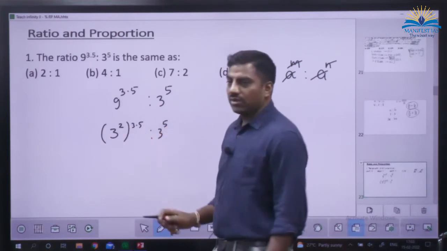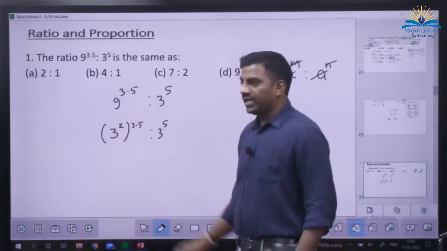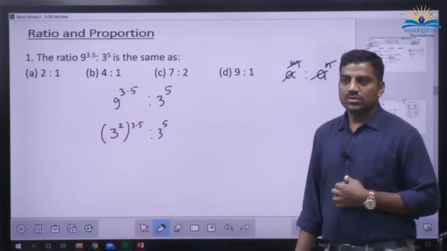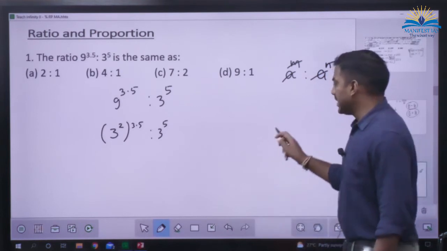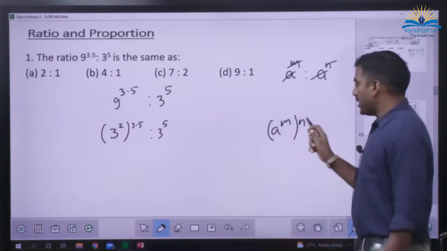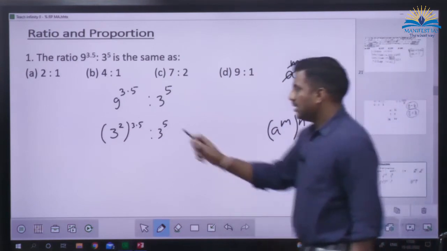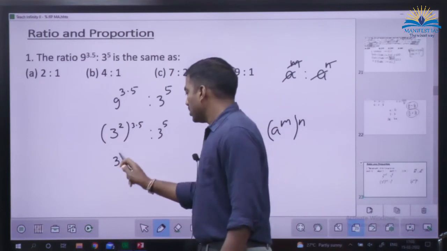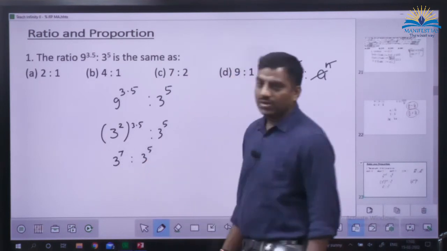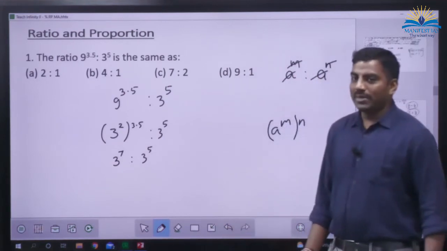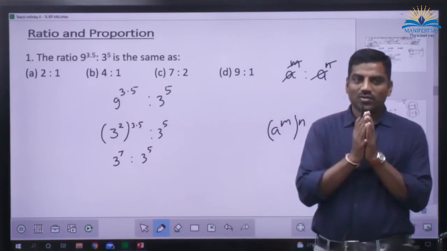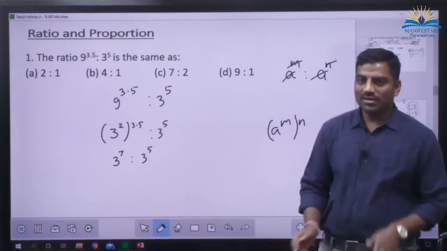Now tell me, what is the calculation here? What should I do to this 2 and 3.5? Multiplication. This is just like a to the power of m, whole to the power n: m and n should be multiplied. So 2 into 3.5 gives 3 to the power of 7 is to 3 to the power of 5. Again, people will be tempted to cancel this. Don't do that. Okay? Fine?